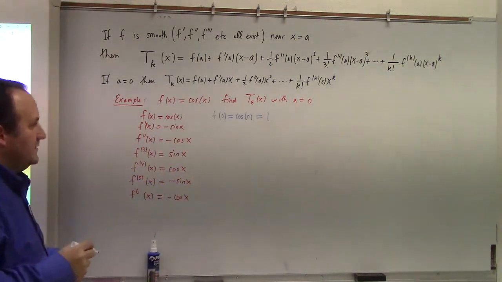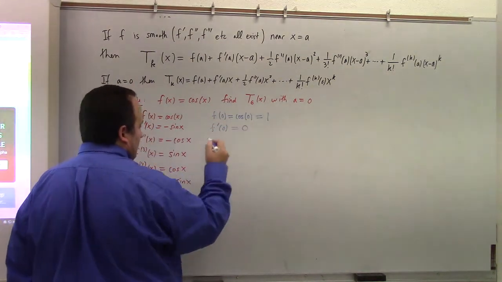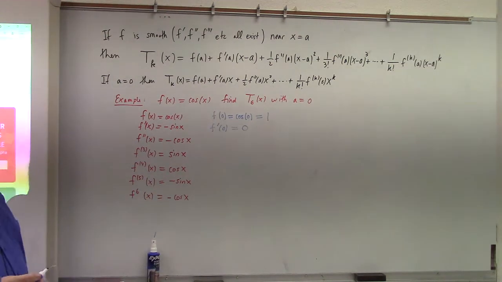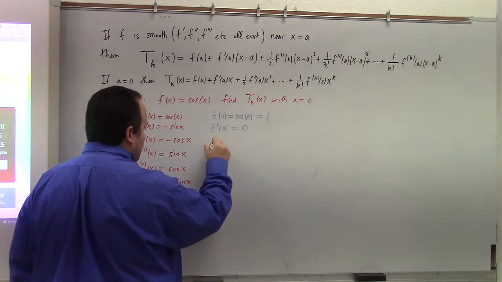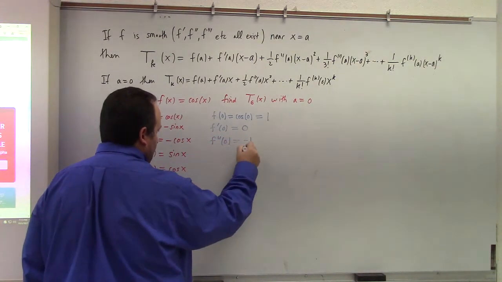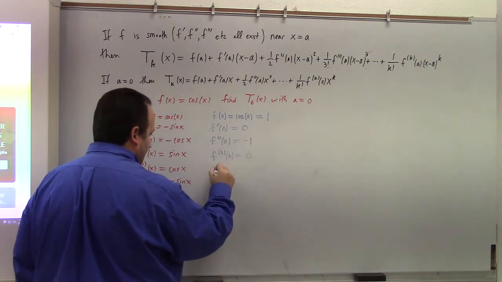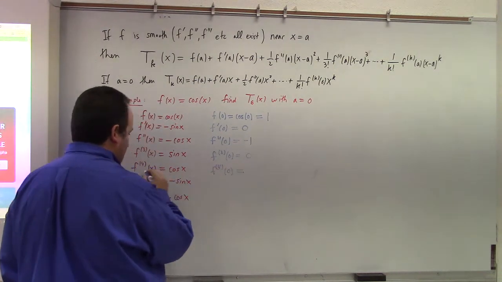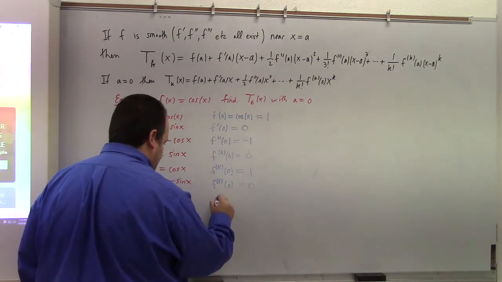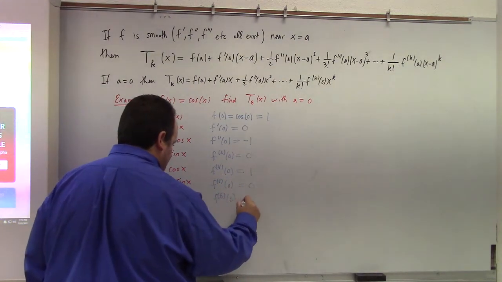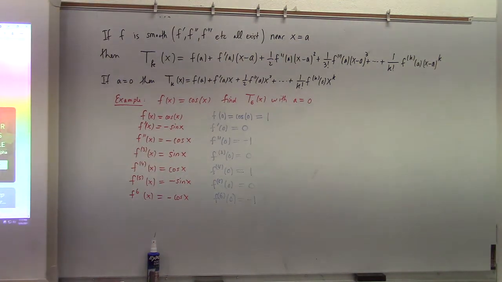But anyway, f of 0 is 1. F prime of 0 is minus sine of 0, which is 0. So the ones with sine are going to be 0. The ones with cosine are going to be plus or minus 1. F prime prime of 0 is minus 1. F3 of 0 is 0. The fourth derivative evaluated at 0 is cosine of 0, which is 1. The fifth derivative evaluated at 0 is 0. The sixth derivative evaluated at 0 is minus 1. So this is what we get: 1, 0, minus 1, 0, 1, 0, minus 1.